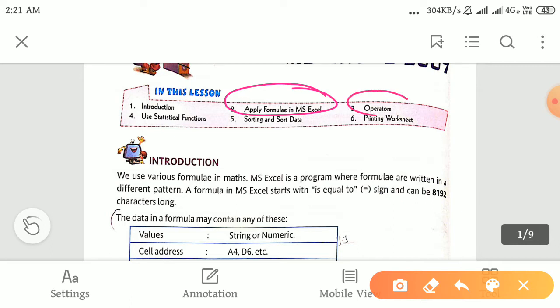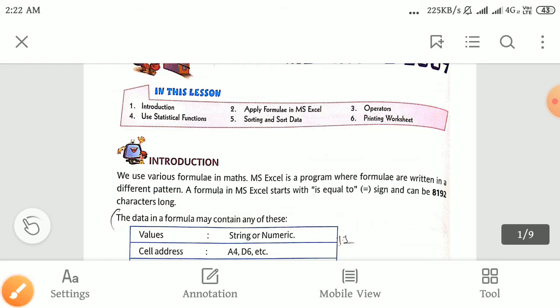Then operators, we will see what kind of operators we are having, right? Use a statistical function, means to say some functions we are having. We will see how we are going to use these kinds of functions. Now sorting and sort data. Sorting means arranging data either in ascending order or in descending order, right? Likewise you are doing in your maths, the same way we are going to sort data over here also. Now printing worksheet, how we are going to print an entire worksheet, right? So all these things we are going to cover in this chapter.